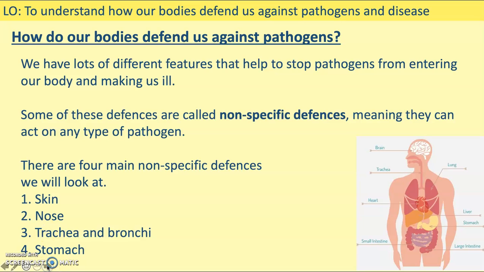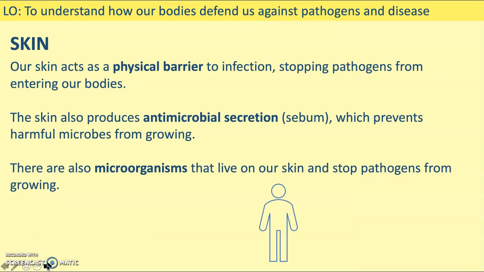If we go with the skin first, our skin acts as a physical barrier to infection. It stops pathogens from entering our bodies. The skin also produces an antimicrobial secretion called sebum, which prevents harmful microbes from being able to grow on our skin. There are also microorganisms that live on our skin normally, and they stop pathogens, so harmful microbes, from being able to grow.